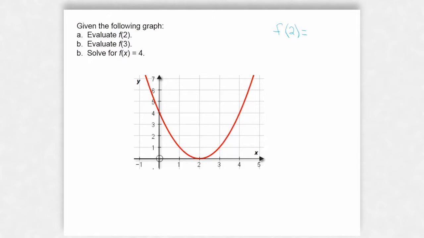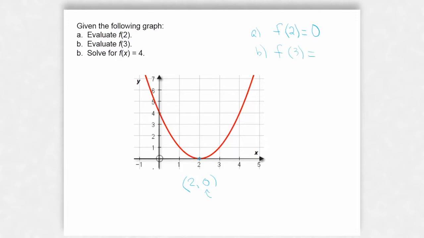So the input here is what? The input here is 2. And so if I go ahead and take a look at the ordered pair at 2, it would be 2 comma 0. So the output when x is 2 would be? 0. Very good. So f of 2 is 0. Let's do this again. That would be A. For B, let's evaluate f of 3.